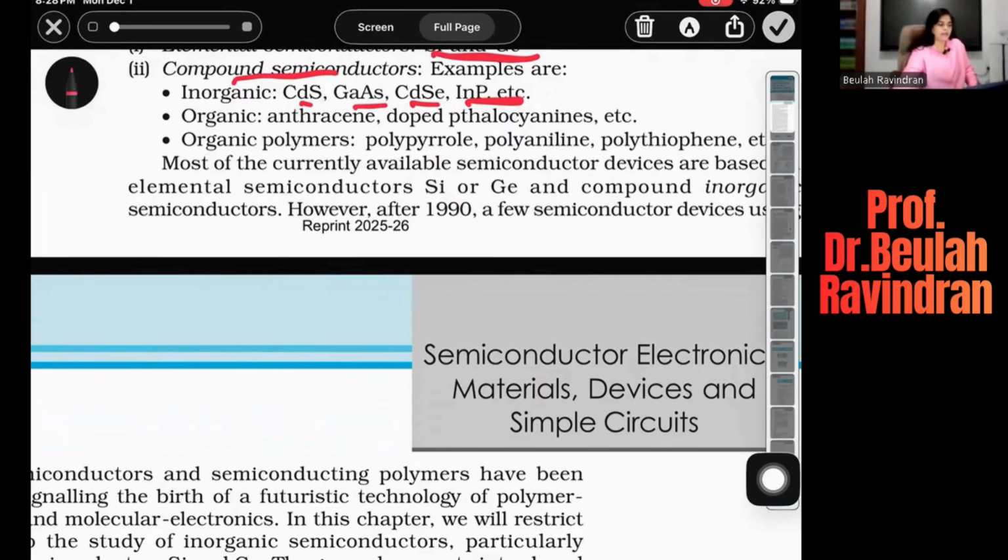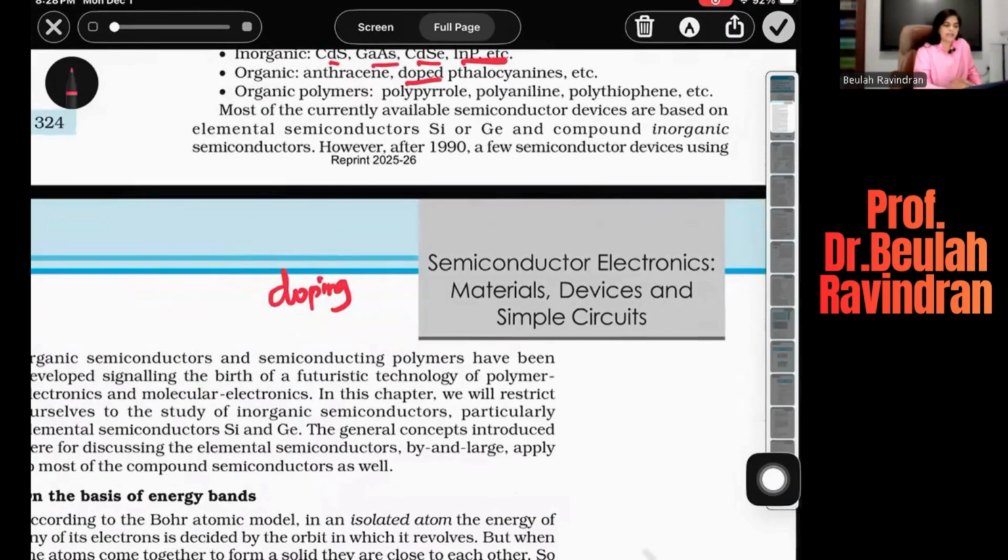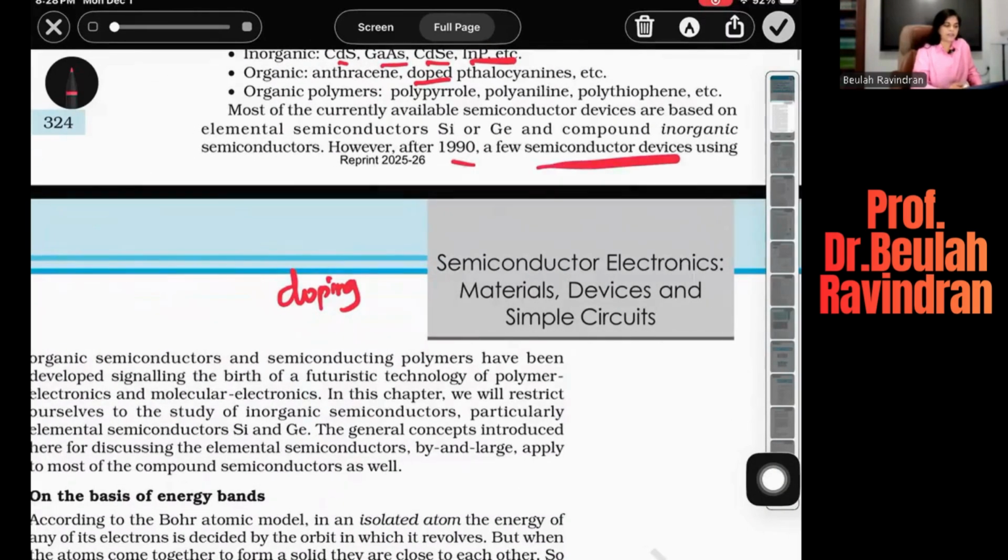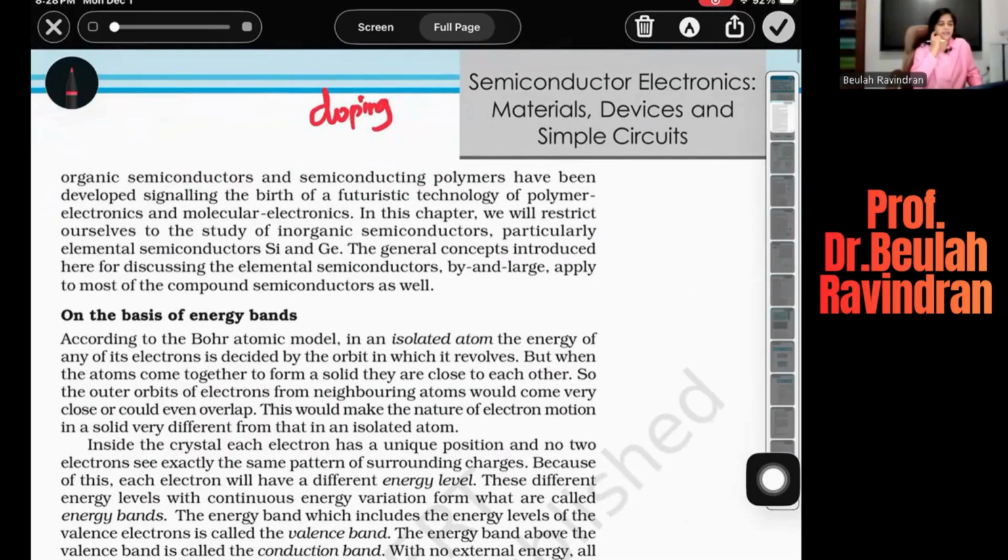Then there are organic and organic polymers. Everything is given, right? Doping is the new word you are going to learn about here. I will explain it further. Okay. So after 1990, a few semiconductor devices using organic semiconductors and semiconducting polymers have been developed, signaling the birth of a futuristic technology of polymer electronics.